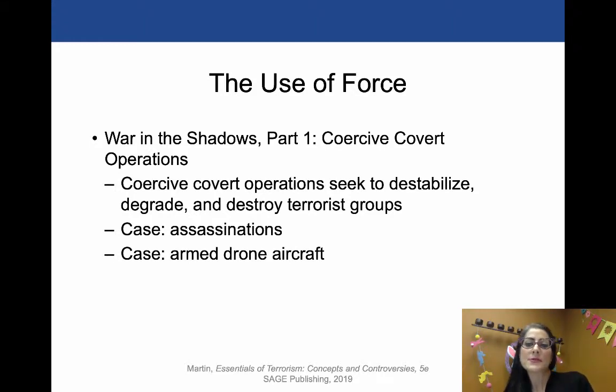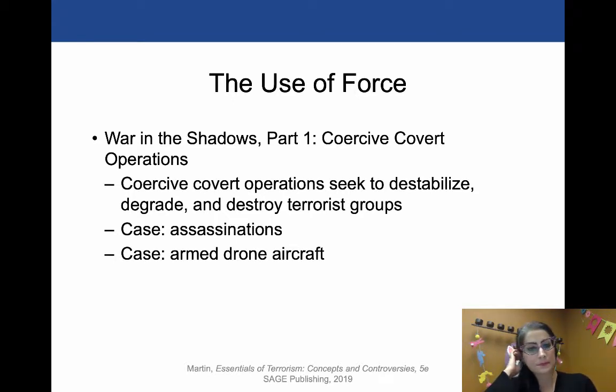They seek to destabilize, degrade, and destroy terrorist groups. So an example would be assassinations. An example of an assassination would be when we assassinated Osama bin Laden. We gathered the intelligence, and Barack Obama made the executive decision to act on that intelligence, and then SEAL Team 6 went in and actually pulled the trigger and took out Osama bin Laden.